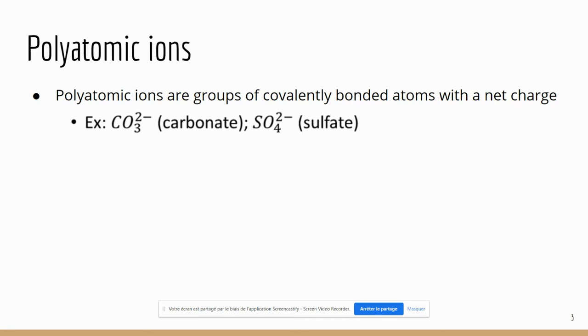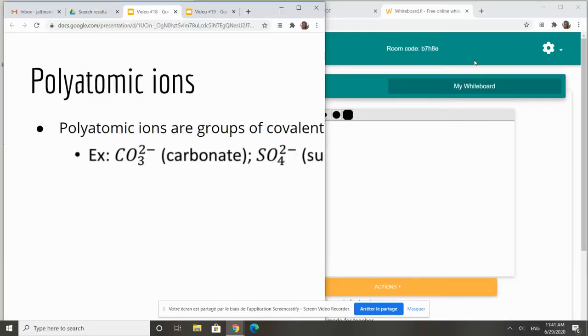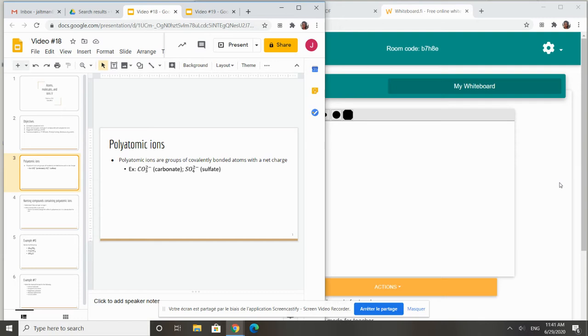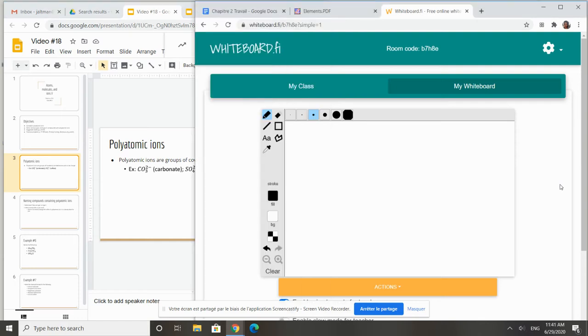So we're now going to be still talking about our type 1s and type 2s, but we're going to incorporate something called polyatomic ions. So these are just groups of covalently bonded atoms with a net charge. I'm going to quickly sketch what one of these would look like. It's not something you really need to know how to do, but I just want you to have a little context for what we're doing.